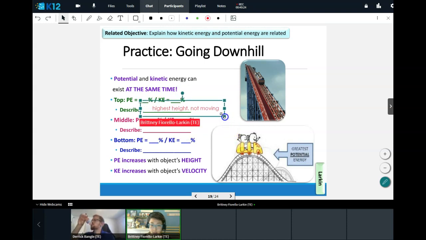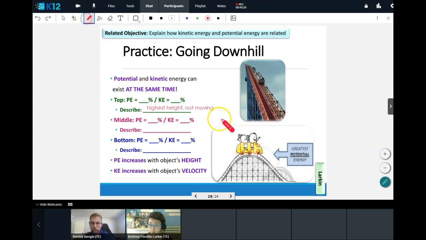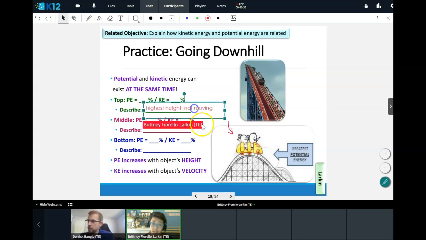When you're at the top of the hill, all the way up here, if you're not moving, think about it, you can't have the type of energy related to moving. So highest height.